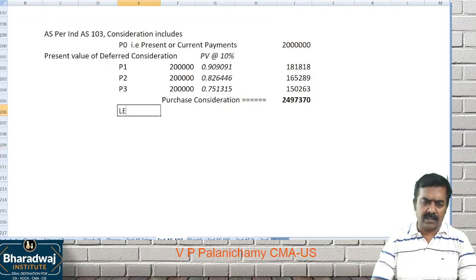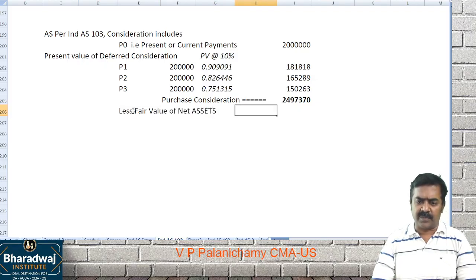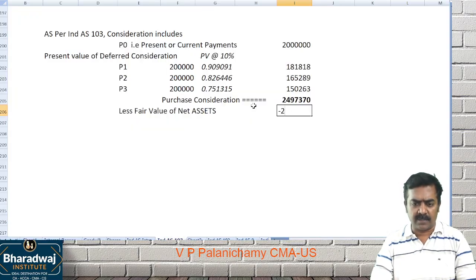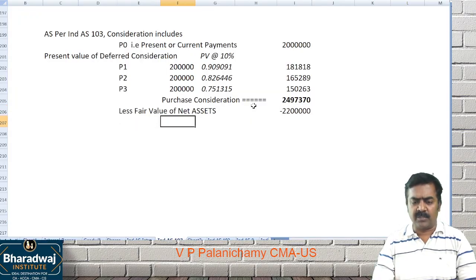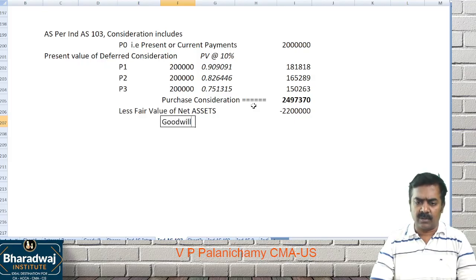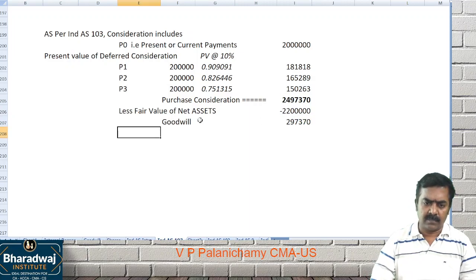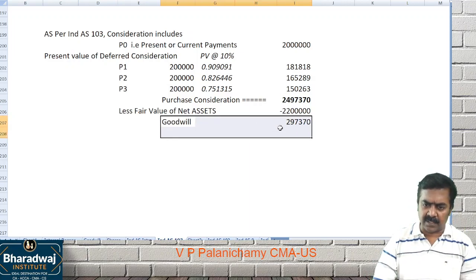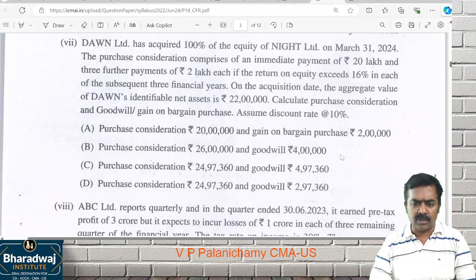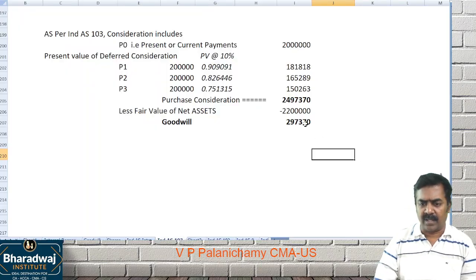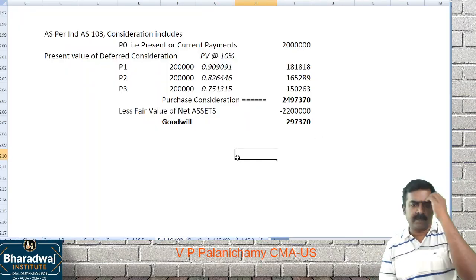Then less fair value of net assets. What is the fair value of net assets acquired? 22 lakhs. So the difference will be called as what? Goodwill. We paid excess consideration. The difference is called as which one? Goodwill. So which option is correct? 2,97,360.